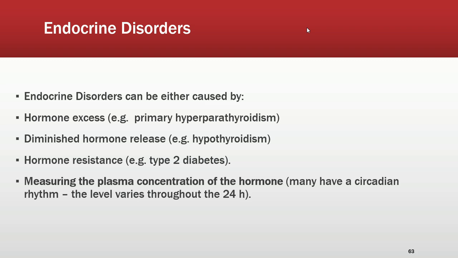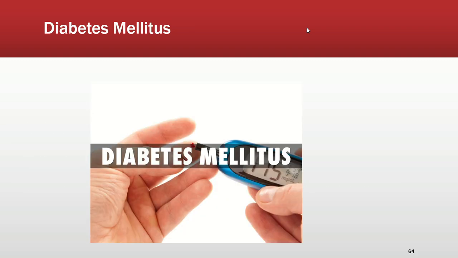Now, we need to measure the concentration of the hormone, the plasma concentration to be specific. They have a circadian rhythm. The levels vary through the 24 hours of the day. First, we'll talk about diabetes mellitus. Diabetes means excess glucose in the blood, in the plasma. We have more than usual.